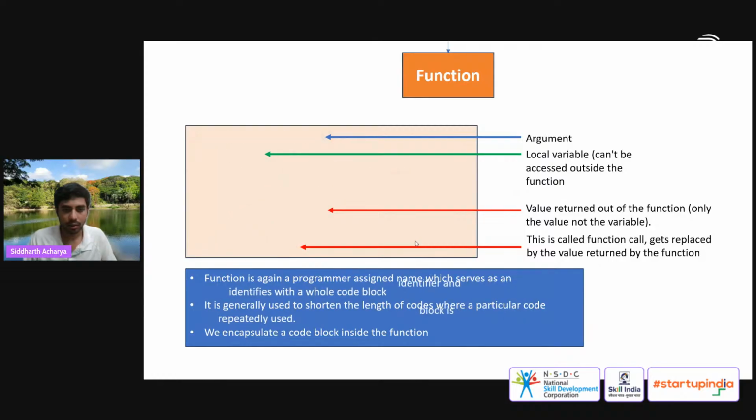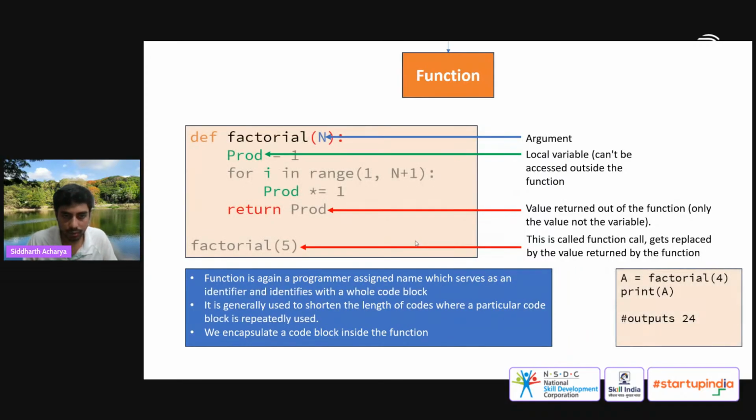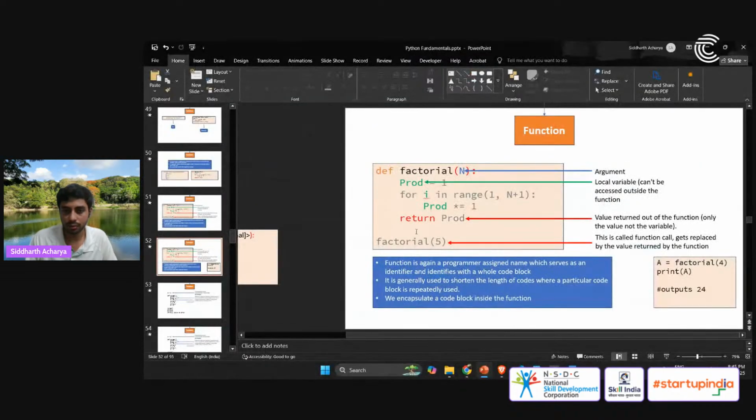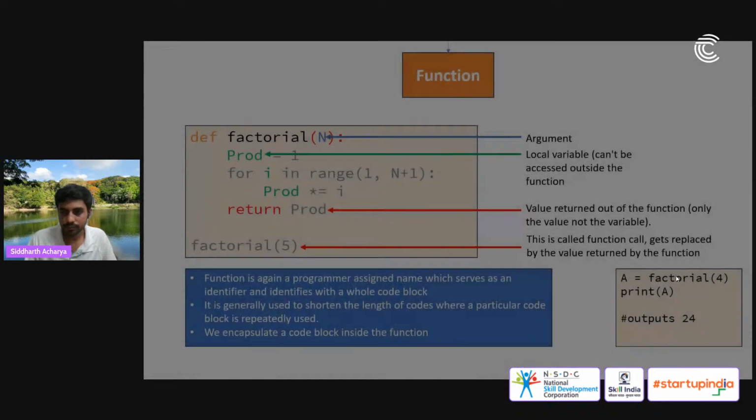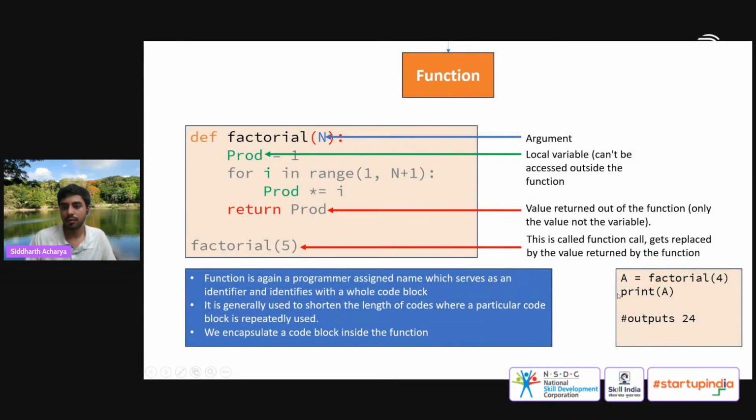Next is again a programmer assignment. Here I'm showing how we can call it. Since this is returning something, we can actually store this in a variable. If this was not returning anything, Python would just store None inside it, and when you print a, it will print None. But since here it is storing something, when you print a, it prints 24.